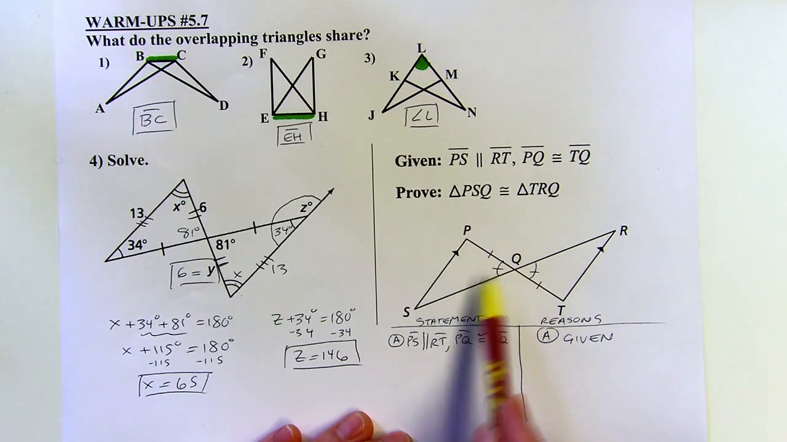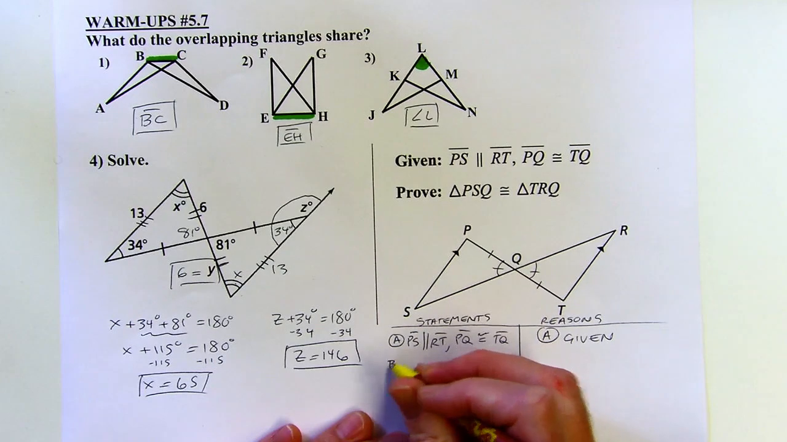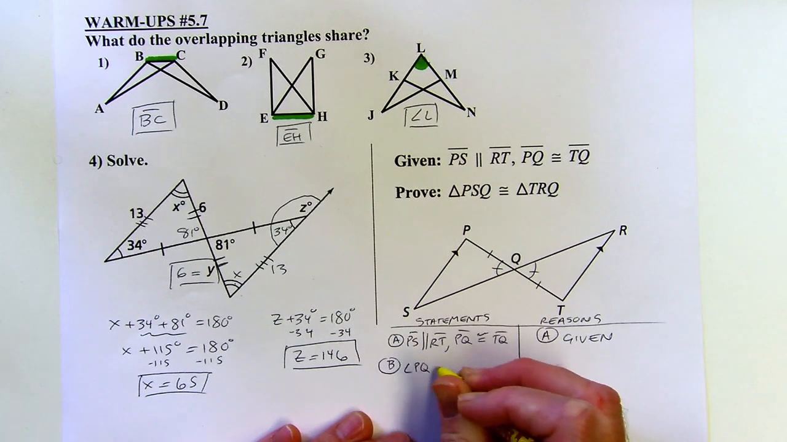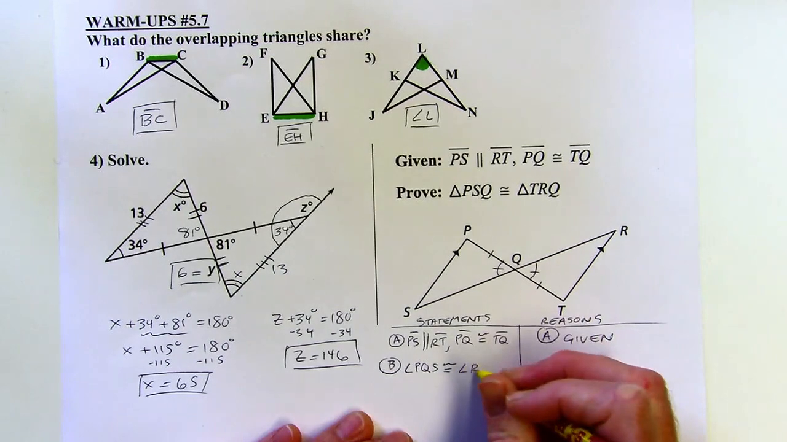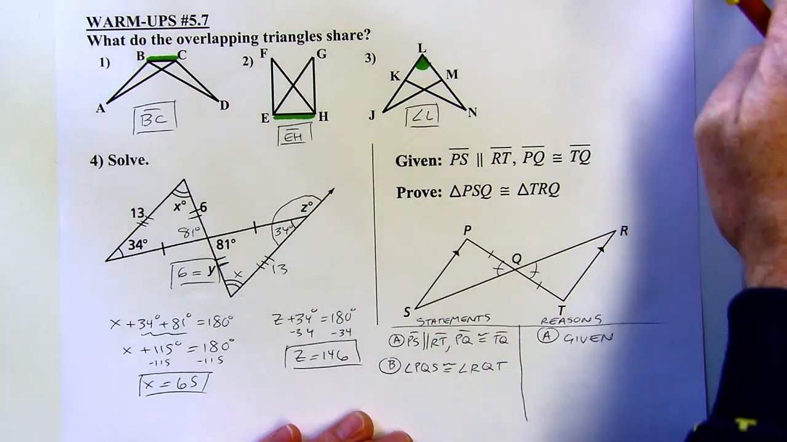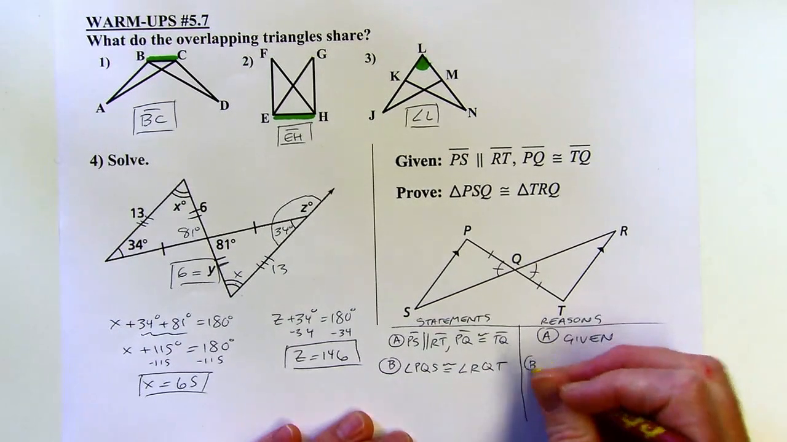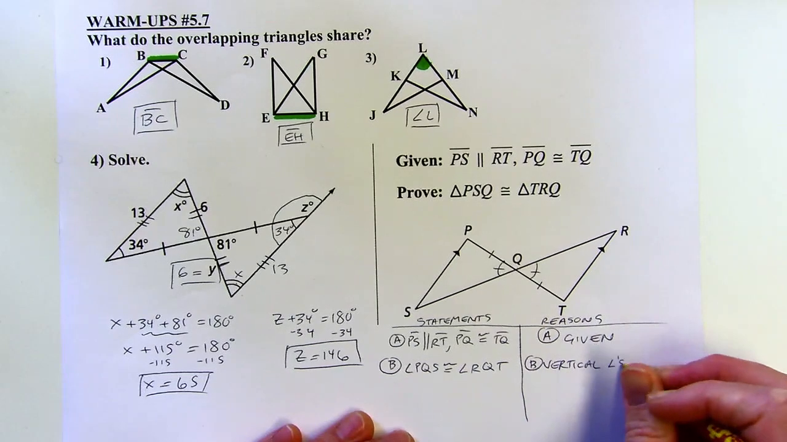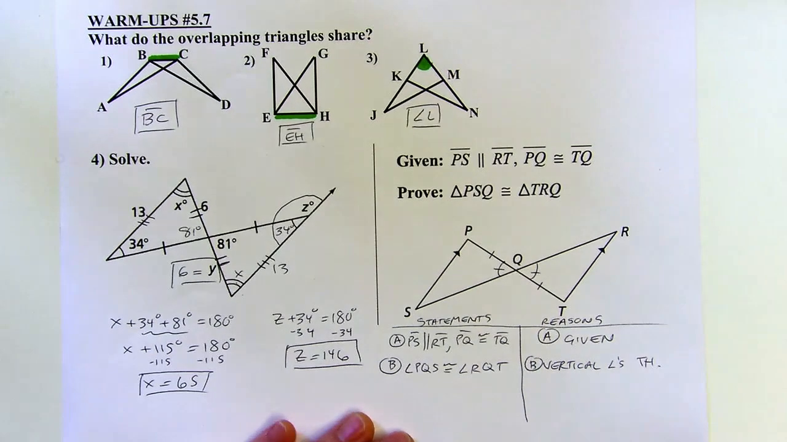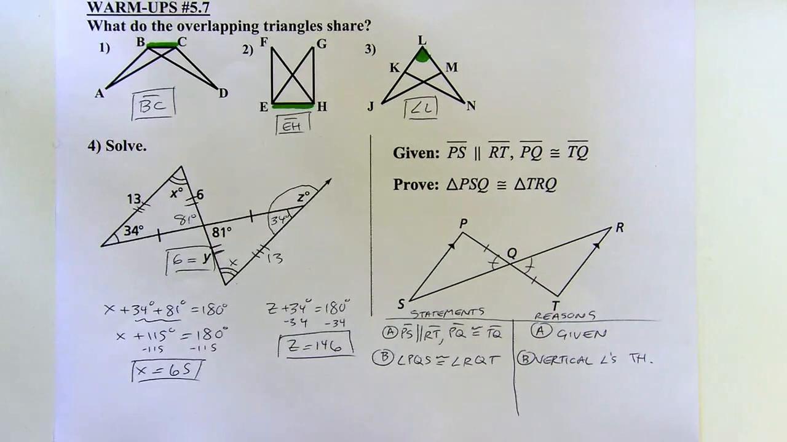So I'm going to call this PQS on the left. So angle PQS is congruent to angle RQT. Okay, and that's the vertical angles theorem that allows me to say that. Vertical angles are always congruent. Okay, so I've got a set of sides, set of angles, still not enough.